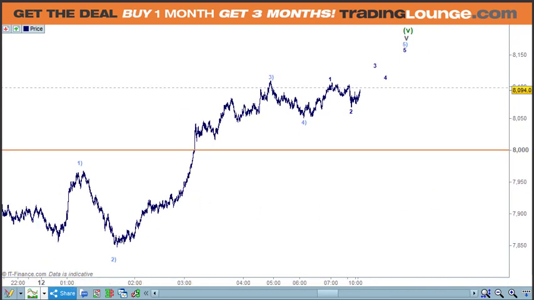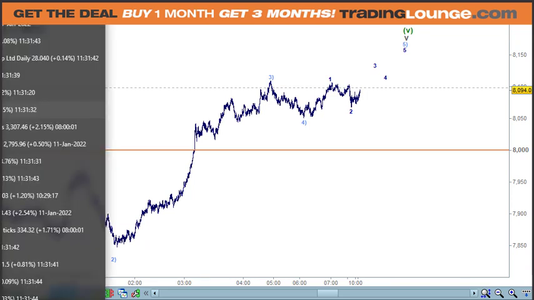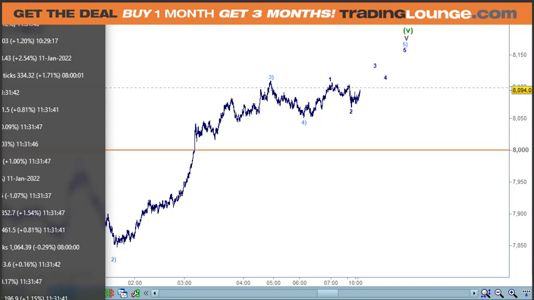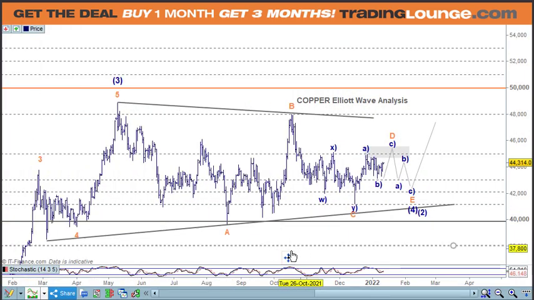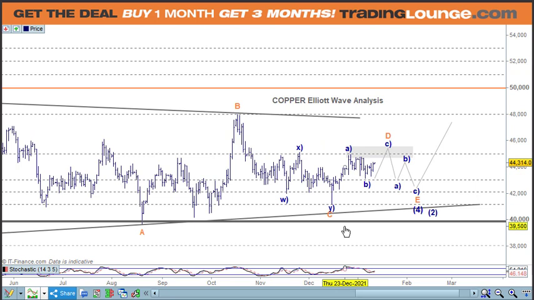Okay, let's cruise along and look at copper. US high-grade copper. So as you know, we're doing the triangle thing, the A, the B, the C, the D, and the E here. So we're going for the A wave, the B wave, and the C wave for wave D, and then an A and a B and a C.